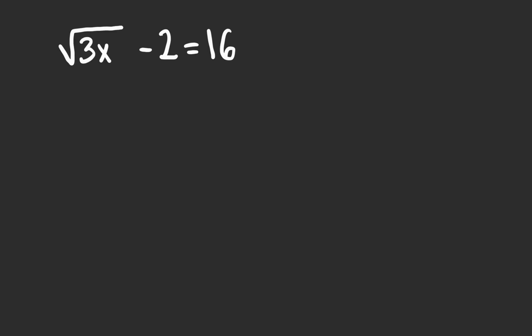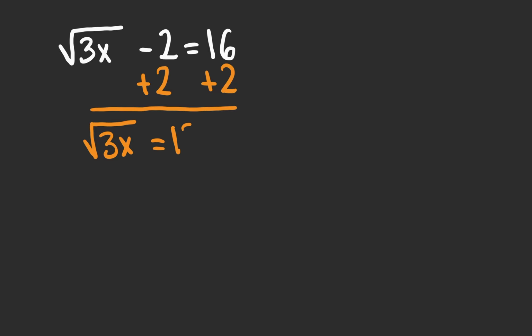Step is to add 2 to both sides, plus 2, plus 2. This will now leave me with the square root of 3x is equal to positive 18. I will then square both sides. And this will leave me with 3x is equal to 324. I will then divide both sides by 3, and this will leave me with x is equal to 108. And that's my final solution.